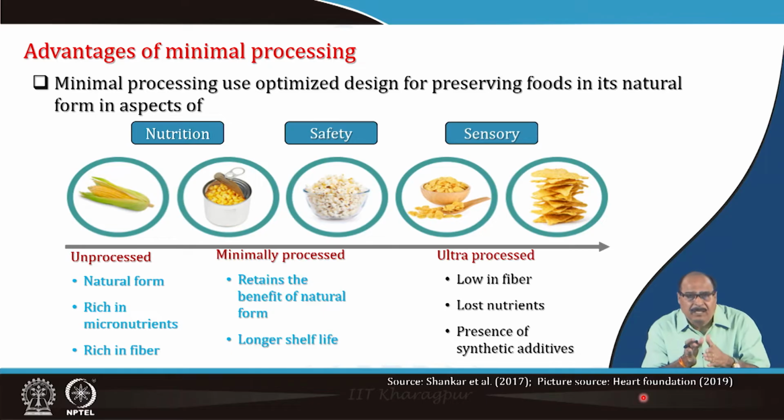The minimally processed food may be these unprocessed, natural raw farm produce given some sort of processing and packaging treatment, a minimum treatment, which I will tell you a little later. But they are as close as possible to the unprocessed. They retain the benefits of the natural form, and they also provide comparatively longer shelf life than the unprocessed raw form.